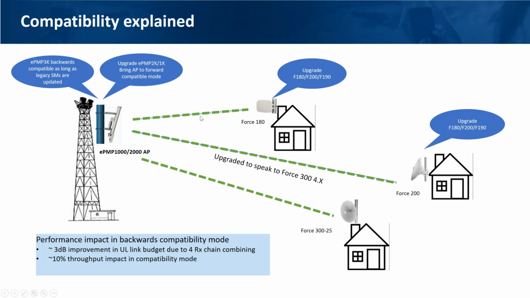So as things start coming out, such as the software package for the ePMP 1000, 2000, we expect that you'll see a boost in your legacy network from a performance perspective. And this 10% throughput reduction that we talked about in compatibility mode starts to go away, overcome by the gain improvement we see with the MRC combining as well as LDPC.